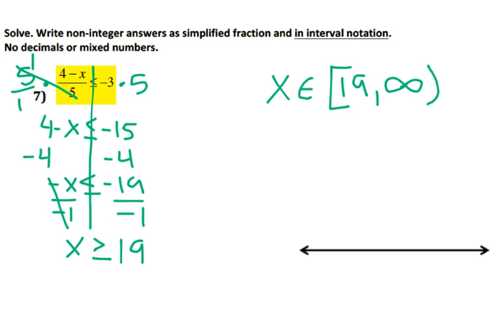it should actually be a bracket, because we have a greater than or equal to 19. Alright, to graph it, we have 19 in the middle, we're going 20 to the right, and 18 to the left. We're going to have a closed circle at 19. Arrow's going to the right to infinity.